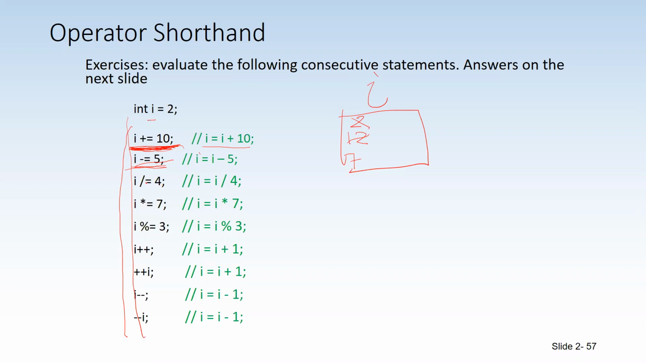What about this one? After this one, would it be 1? Yes, you are correct. Integer division. Now it's 1. And what about this one? 7. Yes. And this one, 7 modulus 3? 1. Yes.